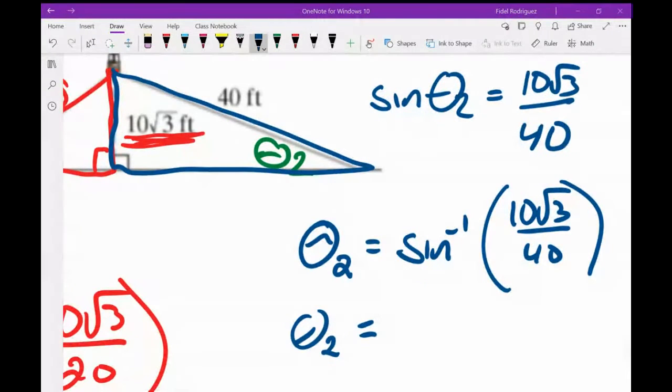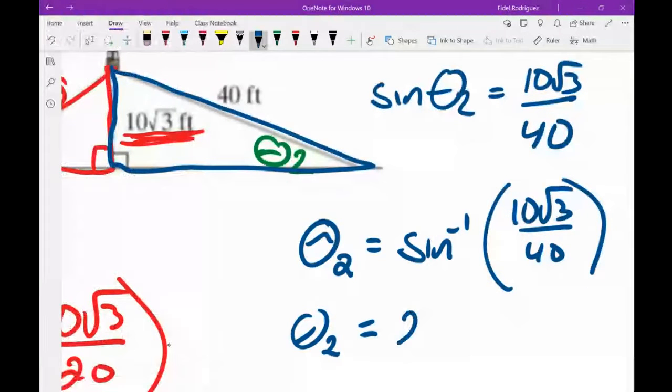And just like we did earlier, check this out. I'm going to go second, sine inverse, and I'm going to type in exactly what I see, which is 10 square root of 3, close off those little parentheses, divided by 40, close it off again. And are you coming up with 25.7? Yeah. There you go.